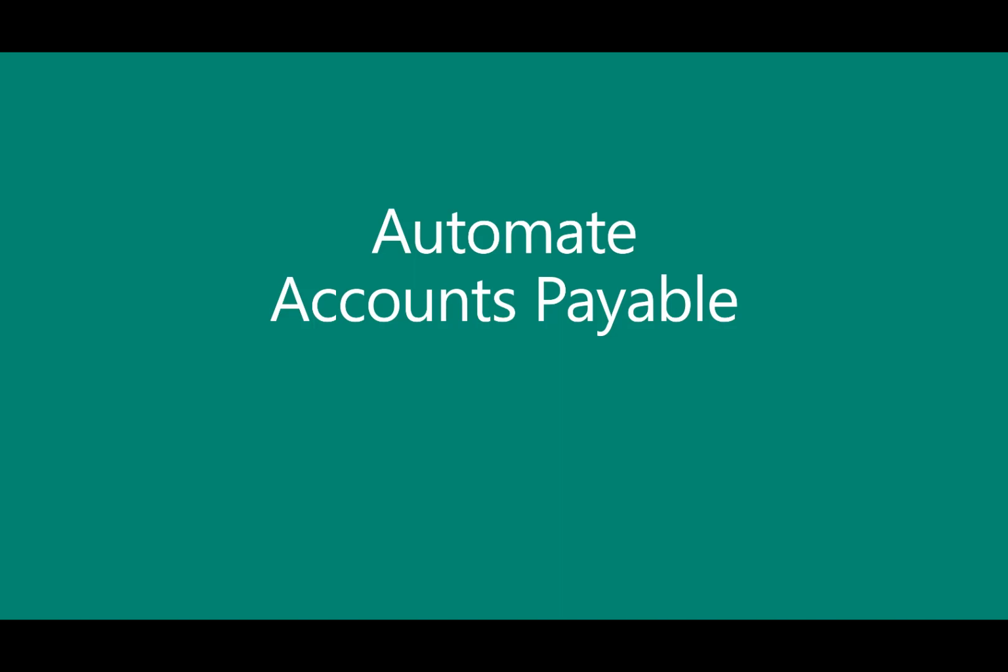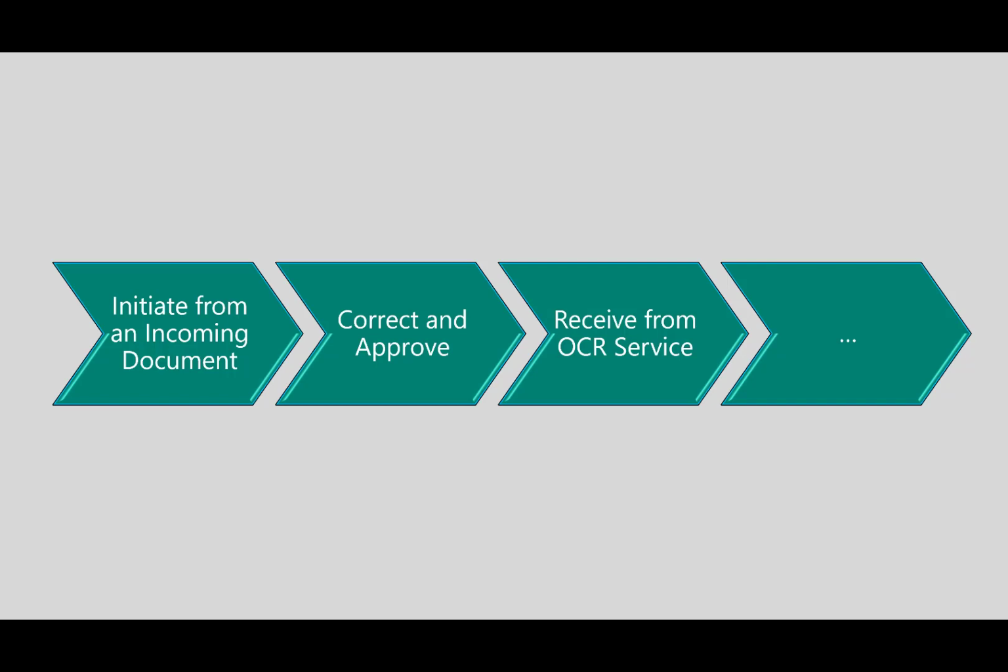In this scenario, we'll show you one way in which you could automate the accounts payable process using Dynamics 365 Business Central. To do this, we'll show you how we initiate the process from an incoming document. This is where a vendor would send me a PDF or a JPEG file. We'll scan the document, so I have an electronic format, and then we'll go ahead and correct and approve.